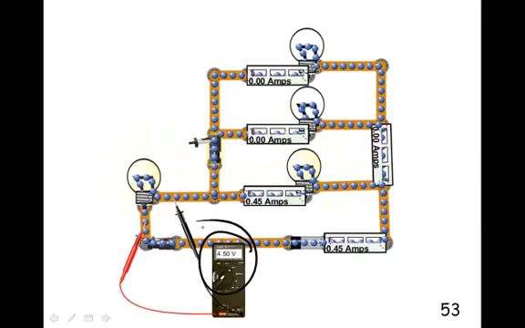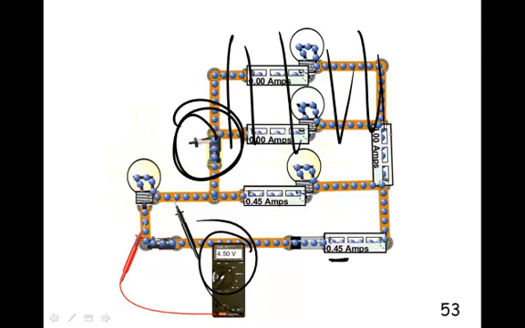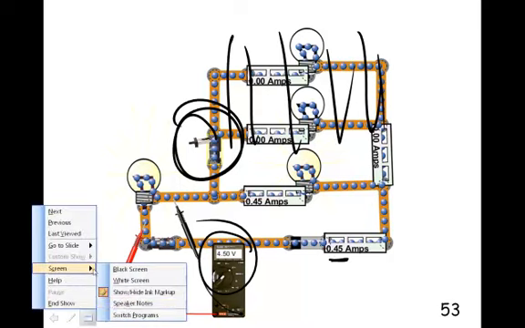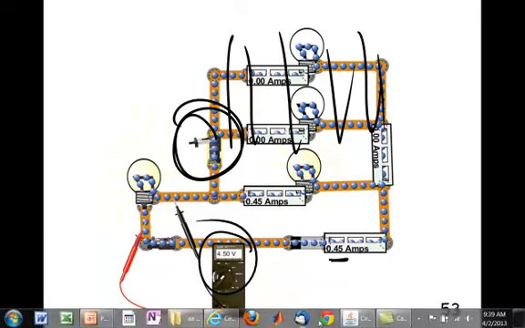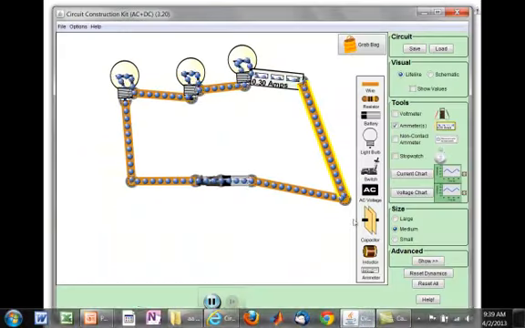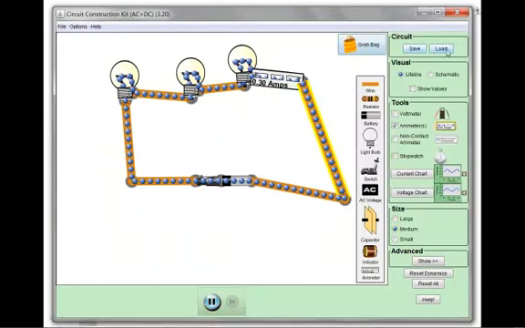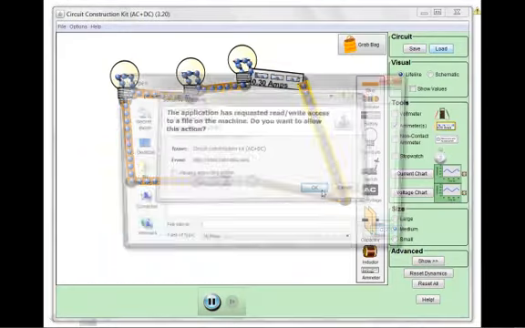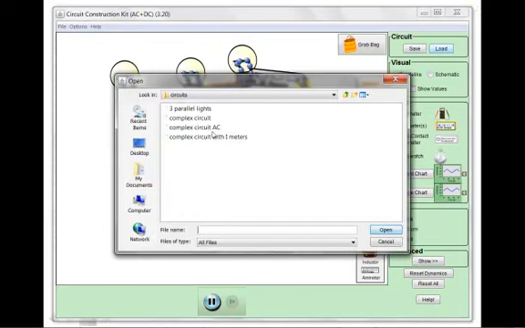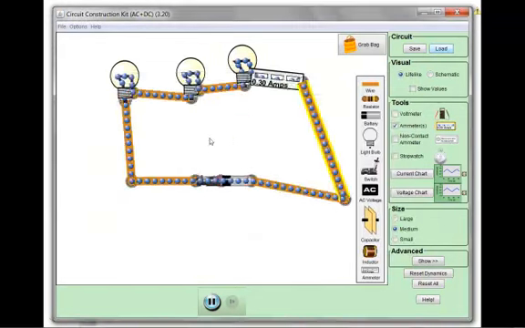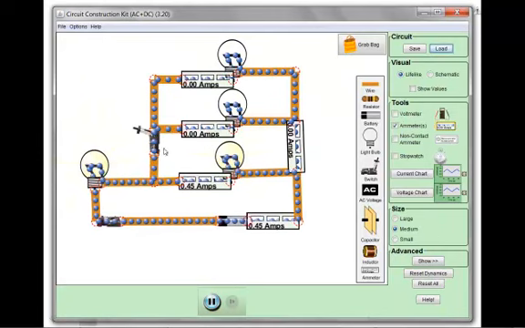4.5 volts and 0.45 amps coming out of that when that switch was open. No current is flowing in there. And maybe we can jump to that simulation and illustrate how that works. Let's see if I can load that. Complex circuit with I meters. There it is.